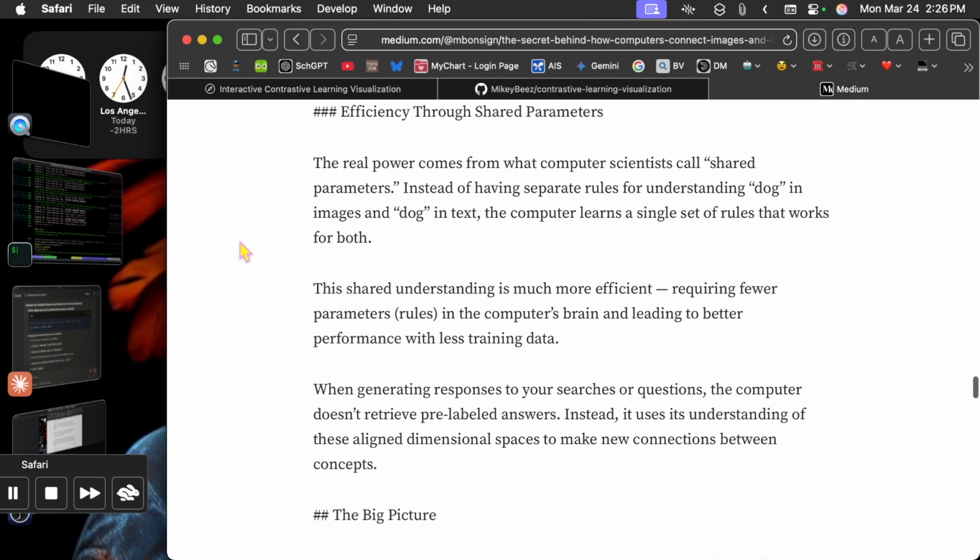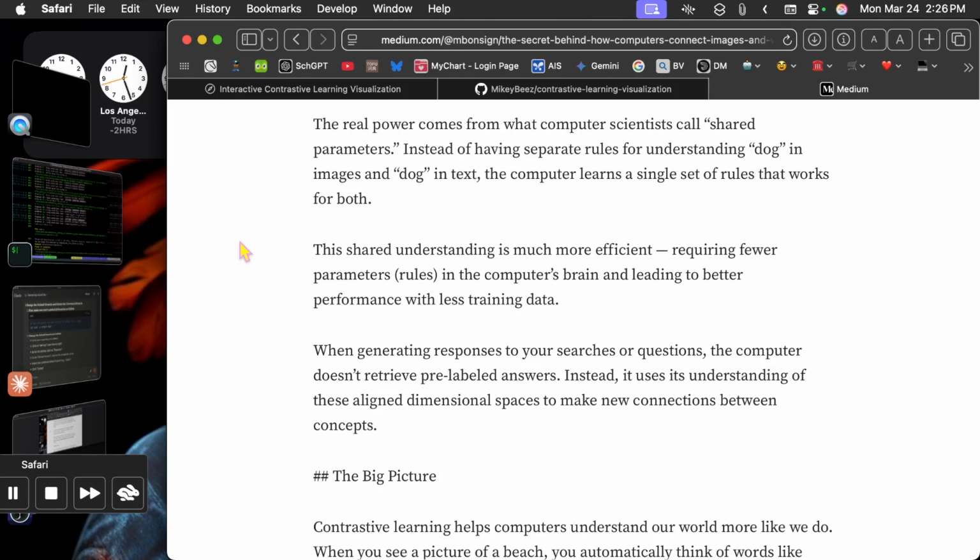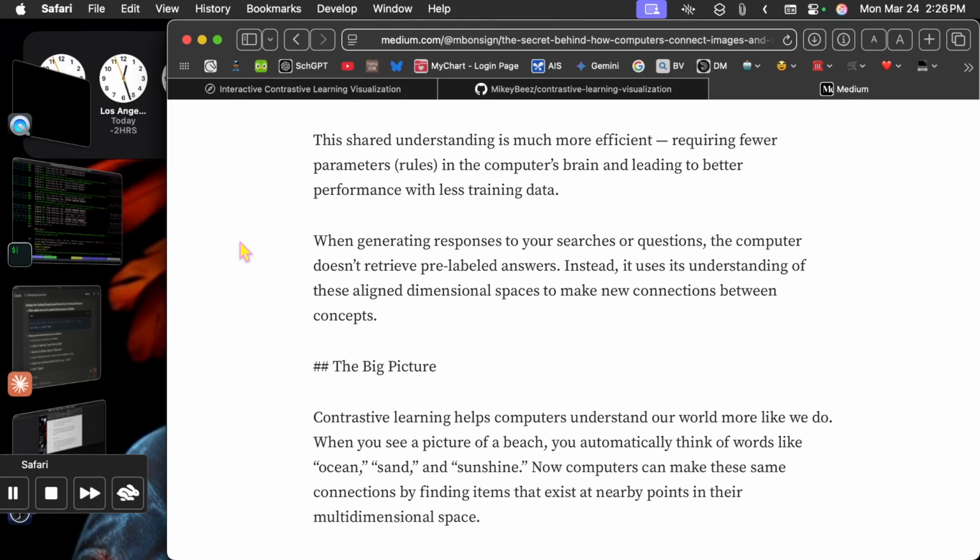Efficiency through shared parameters. The real power comes from what computer scientists call shared parameters. Instead of having separate rules for understanding "dog" in images and "dog" in text, the computer learns a single set of rules that works for both. This shared understanding is much more efficient, requiring fewer parameters, or rules, in the computer's brain and leading to better performance with less training data. When generating responses to your searches or questions, the computer doesn't retrieve pre-labeled answers. Instead, it uses its understanding of these aligned dimensional spaces to make new connections between concepts.